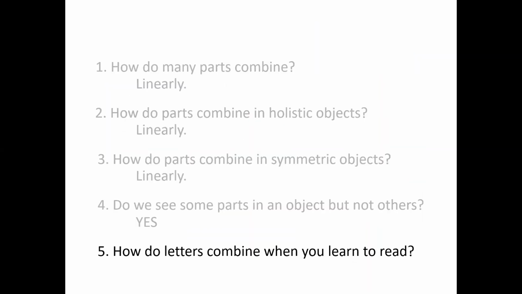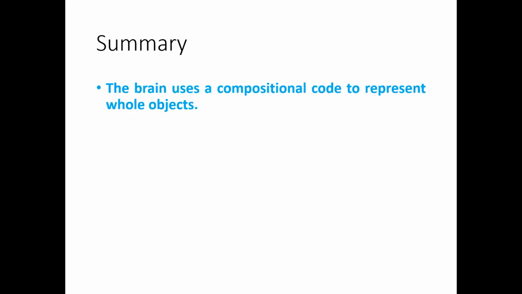So I think that's all I had. How do letters combine when you learn to read? Apparently more linearly. This was very interesting to us: reading is actually increasing the compositionality rather than decreasing it. To summarize what I've shown you, the brain uses a compositional code to represent whole objects. I hope that's clear, that there's a very systematic process going on.